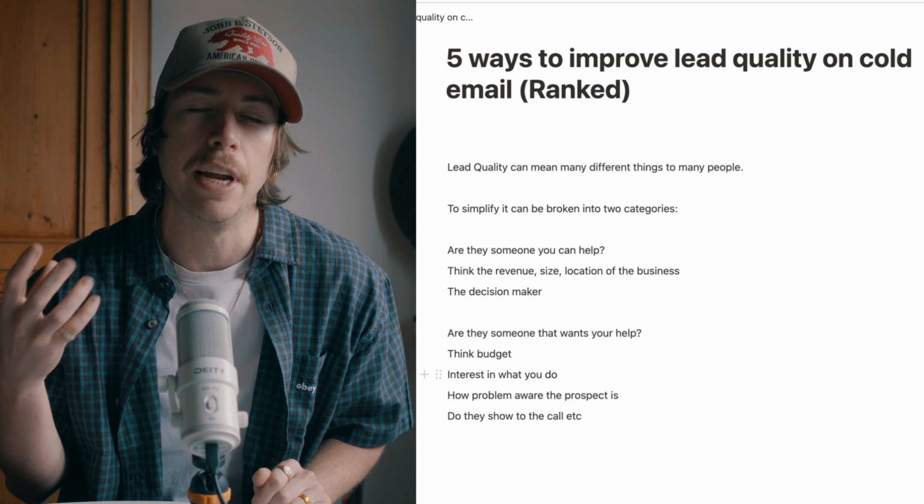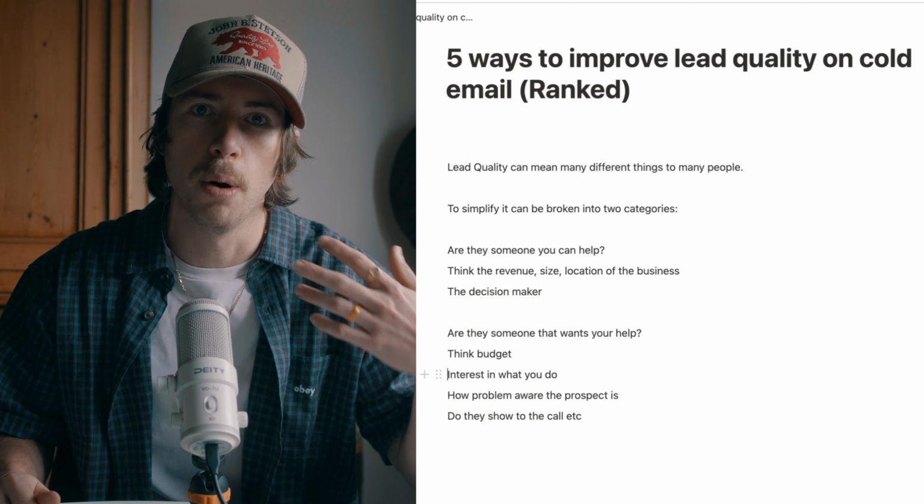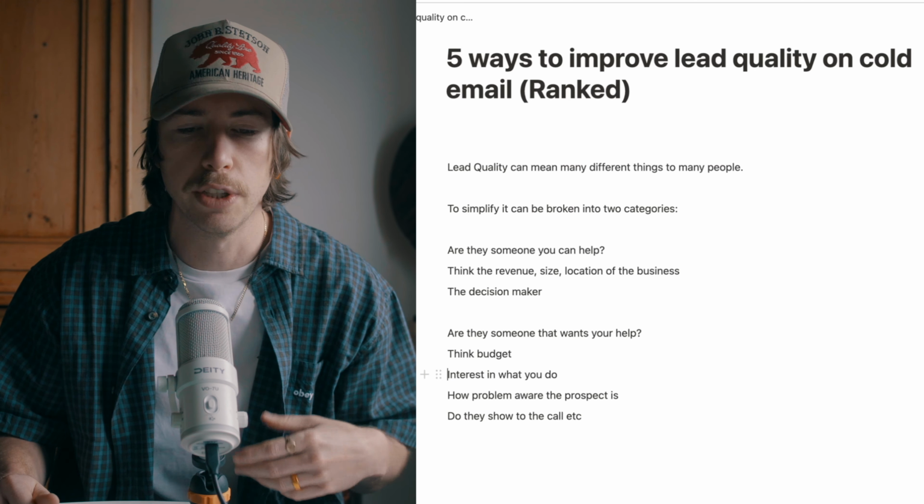Do they have an interest in what you do? Are they problem aware of the problem that you're solving? Do they show up for the call? Do they ghost you? Do they show up for the demo? Do they show up being super gruff and rude? These are all the things that go into if there's someone that wants your help.